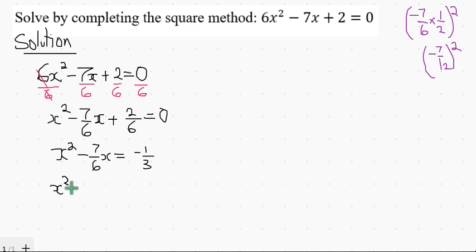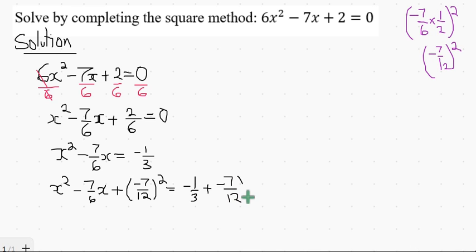So it's going to be x squared minus 7 over 6x plus minus 7 over 12 all squared, equal to, don't forget we are adding it to both sides of the equation to make the equation balanced, negative 1 over 3 plus negative 7 over 12 all squared.